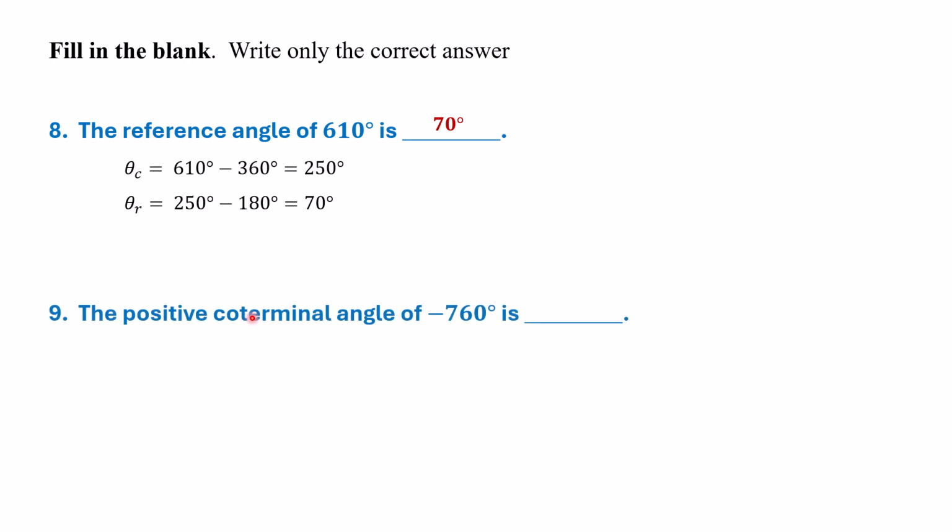And then for the next statement, the positive coterminal angle of negative 760 degrees is. Since the angle is negative, to find the coterminal, what we did here is we added 2 revolutions, which is 2 times 360, and we got a sum that is still a negative angle, which is negative 40 degrees. So continue adding 360 degrees, then you will get 320 degrees. So this is the positive coterminal angle.